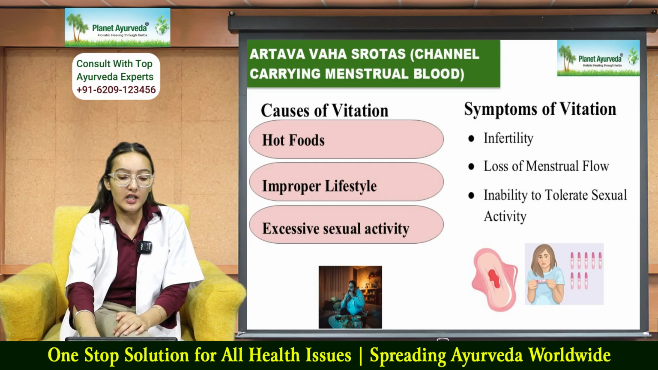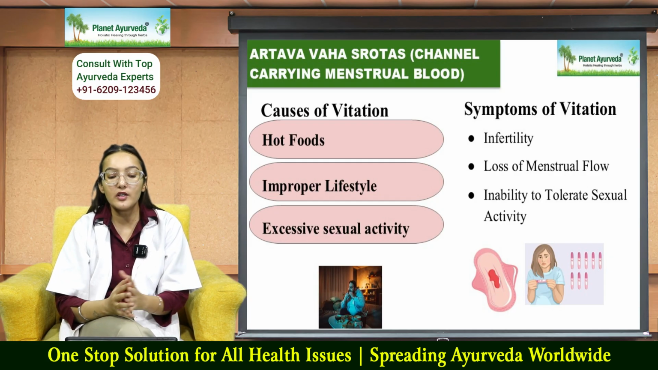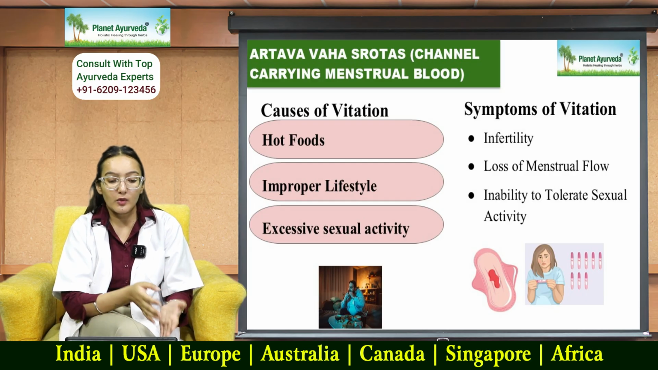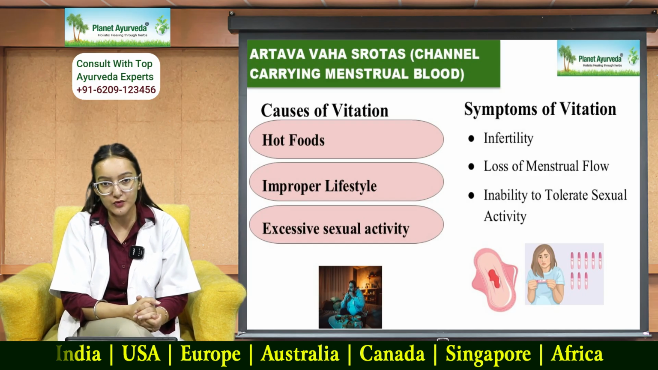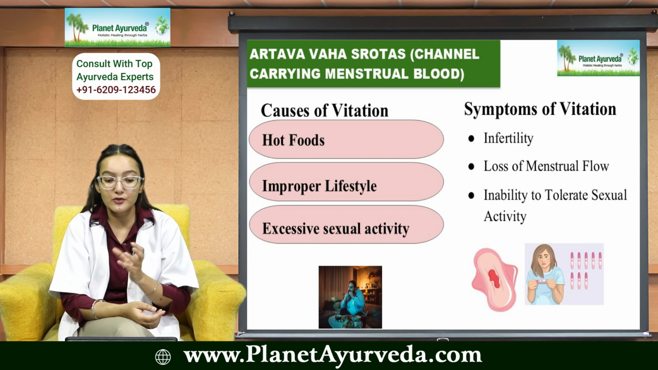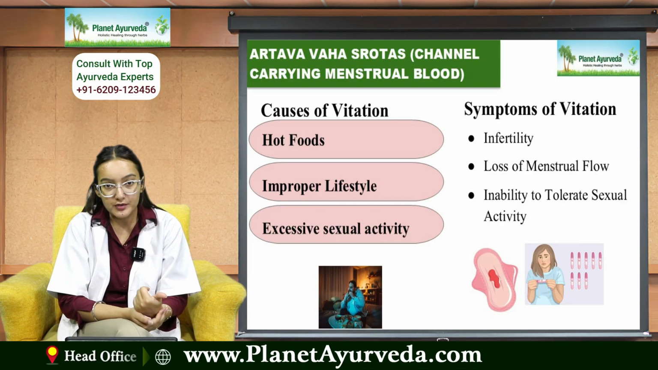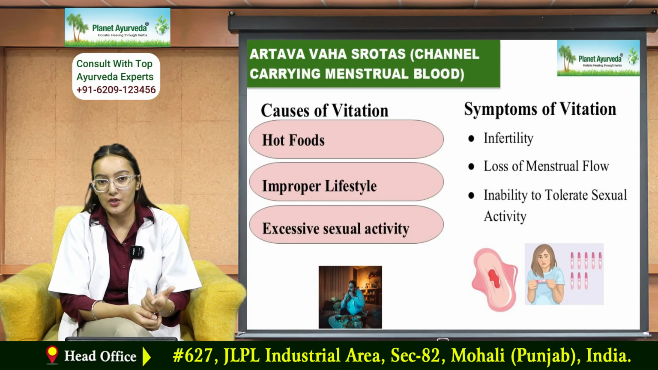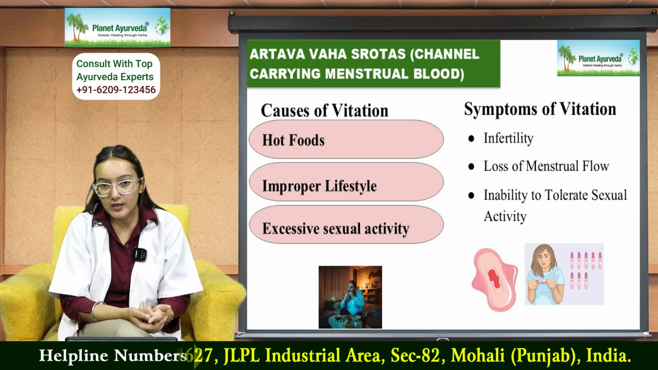Next, moving toward the Artava Srotodushti, or the channels carrying menstrual blood. What will happen when there is vitiation of these channels? First of all, let's know about its causes of vitiation. The causes of vitiation for Artava Srotodushti include hot foods. These menstrual blood carrying channels are related to hormones, and hormones in Ayurveda are related to the Pitta dosha. So we need to take care of the diet that will vitiate the Pitta dosha.